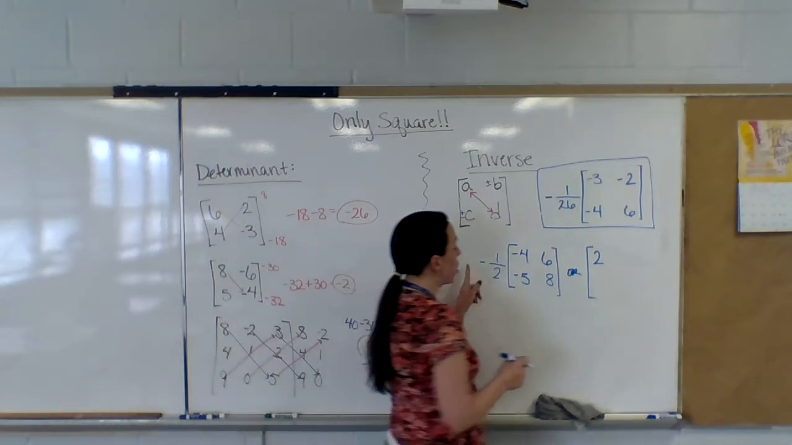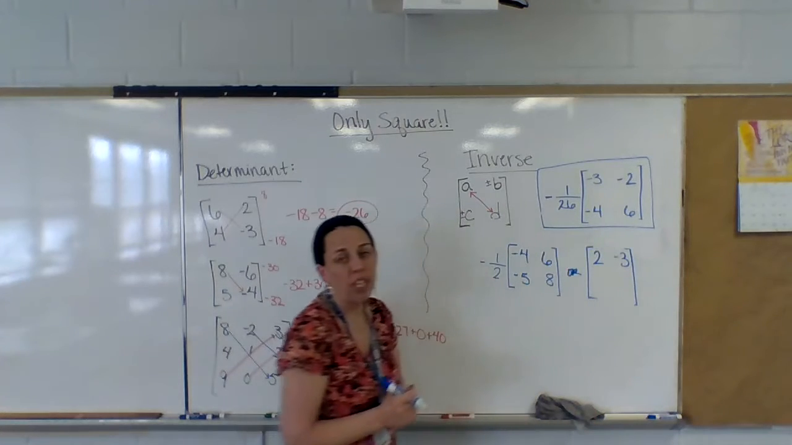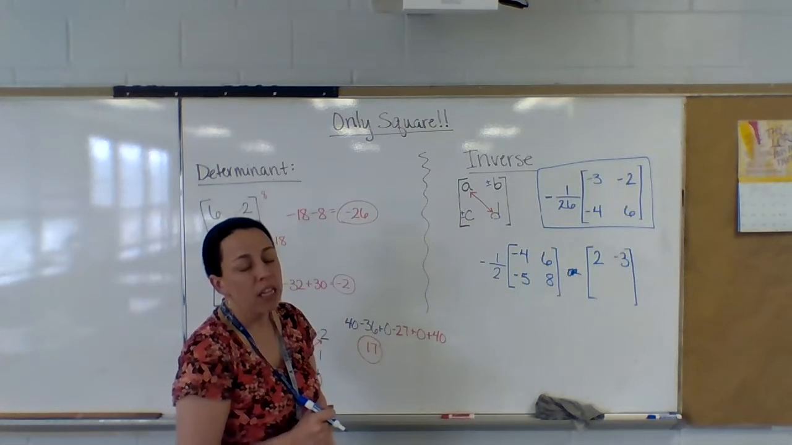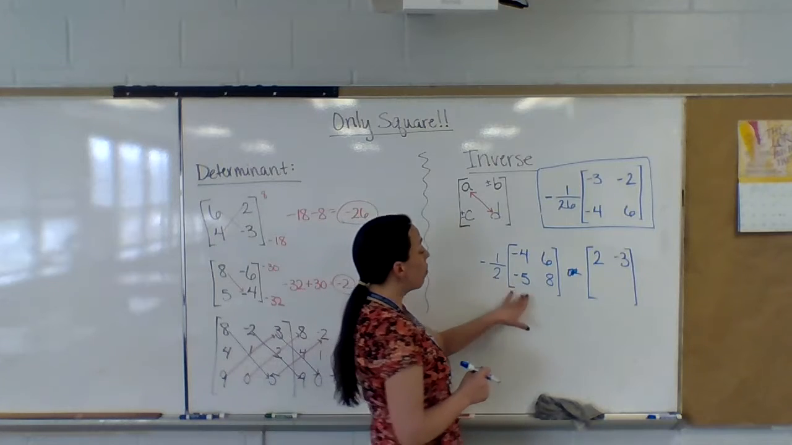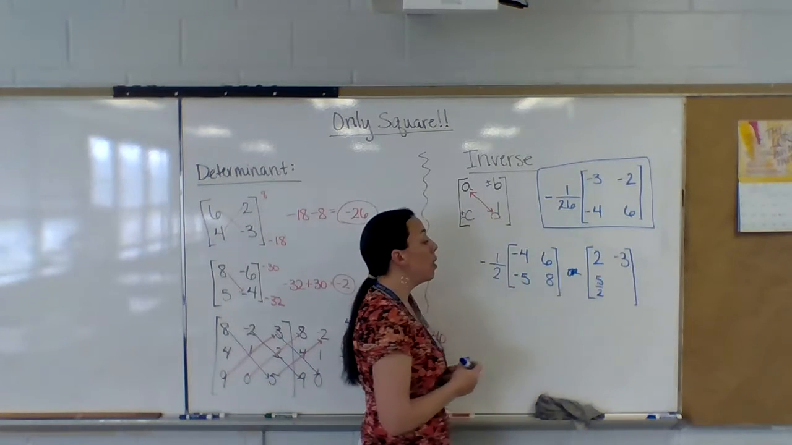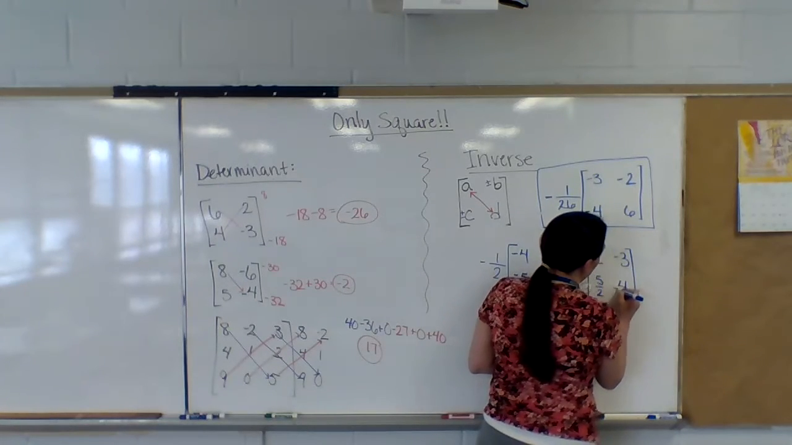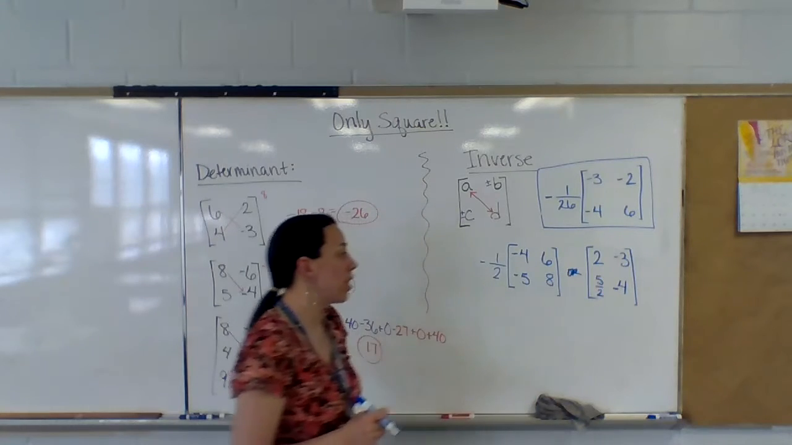Half of 6 is 3. There is only one negative, so it's going to be negative 3. This is the tricky one, maybe. Leave it as a fraction. What's half of 5? 5 halves. They were both negative, so it becomes positive. What's half of 8? 4, but only one of them was negative, so it's going to be negative.